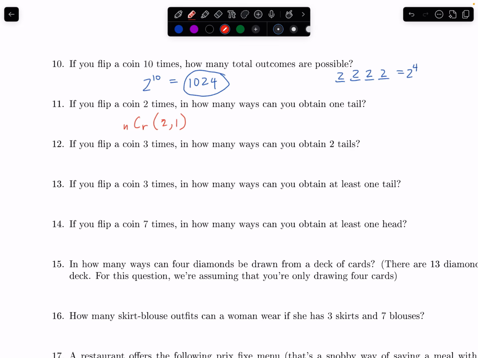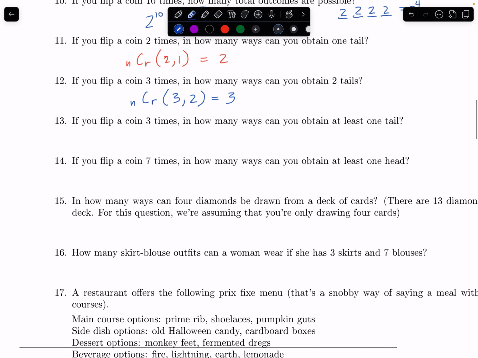Number 12: if you flip a coin 3 times, in how many ways can you obtain 2 tails? Also nCr. This time just tossing 3 times, and I want to obtain 2 tails: 3 choose 2. I forgot to calculate these. This one's easy, 2. This one's also easy, 3. But you can plug it in if you're not sure. I was able to tell because anytime you choose 1, you just get the number back in the front. This time it's 1 less than that, which is why you get the number back in the front again. But you can just plug it into the calculator if you're not sure.